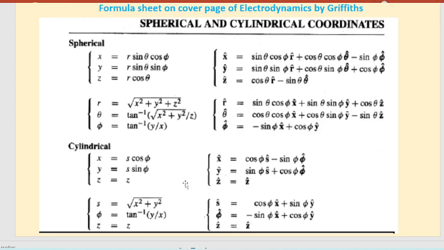And again, these formulas are summarized in the electrodynamics book by Griffiths, which has all of them summarized. We already have seen the position vectors and then the unit vectors x cap, y cap, z cap, or i cap, j cap, k cap, in the spherical coordinate system, or r cap, theta cap, phi cap in terms of the Cartesian coordinate system, and also the cylindrical coordinate system. They are also correlated.